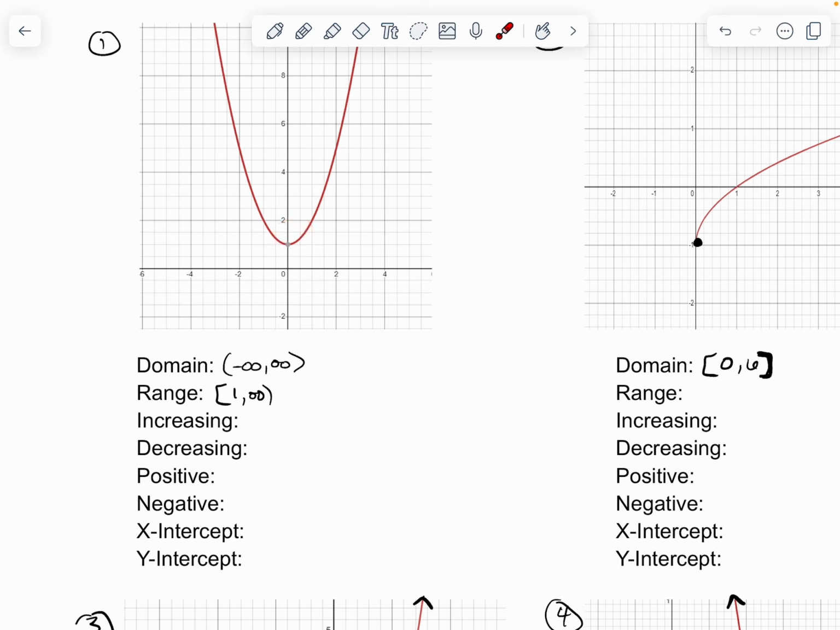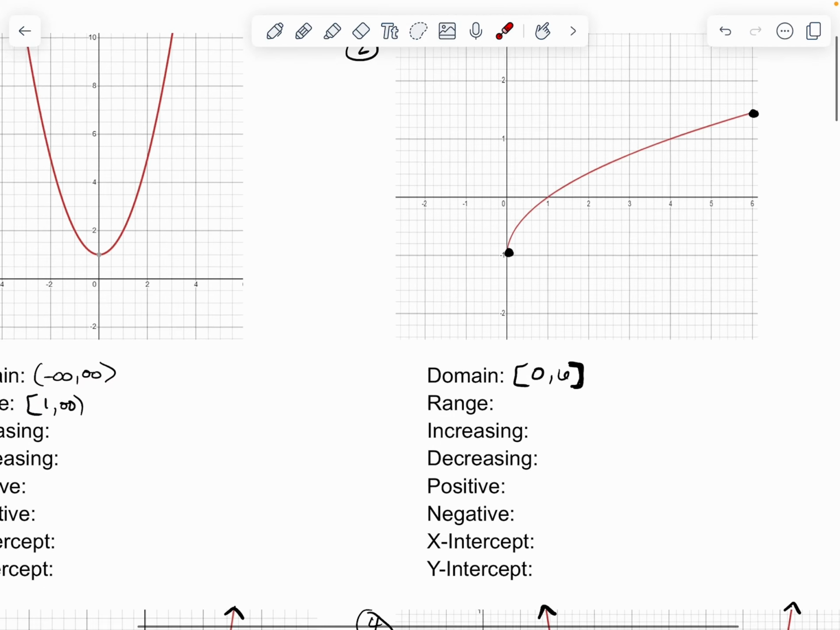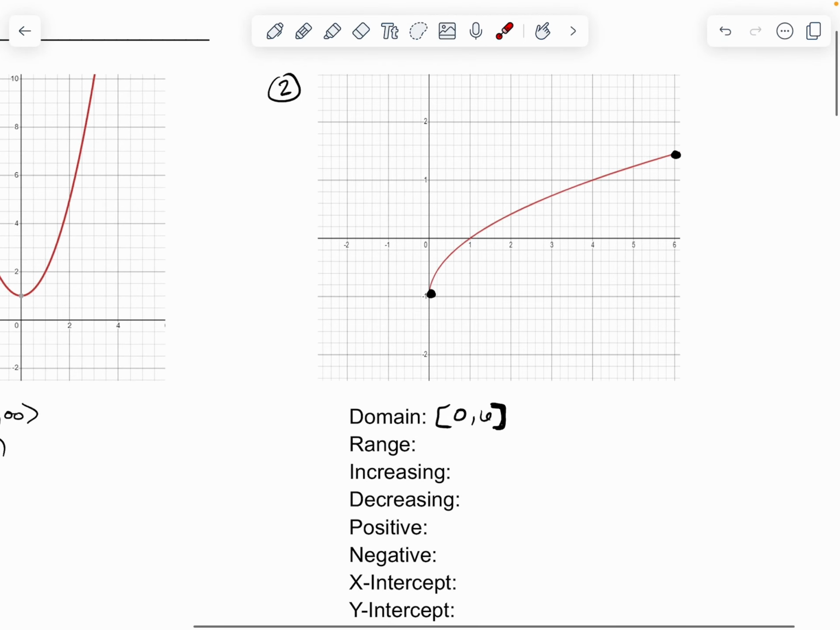So the question was, why is there a bracket right here? And there's a bracket because this 1 right here is included. So 1's got to be included.